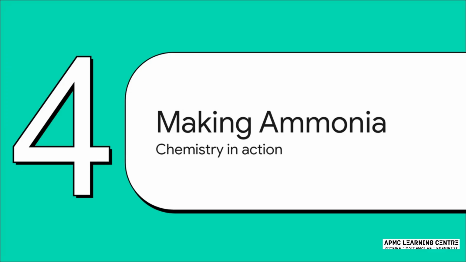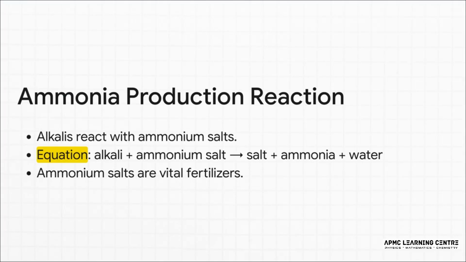Okay, let's take all this theory and put it into action. We're going to look at a really important reaction that involves alkalis making ammonia gas. Now, this isn't just some random reaction we do in the lab for fun. This is a big deal. When you heat an alkali with something called an ammonium salt, you produce a new salt, water, and our target, ammonia gas. And why should you care? Well, because those ammonium salts are a key ingredient in fertilizers, the stuff that helps us grow enough food to feed everyone on the planet. So yeah, pretty important.